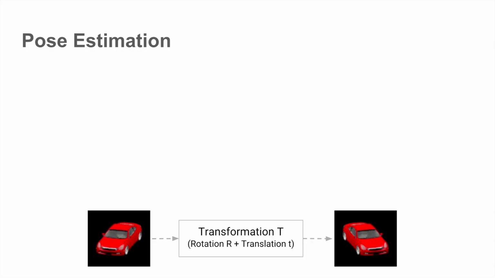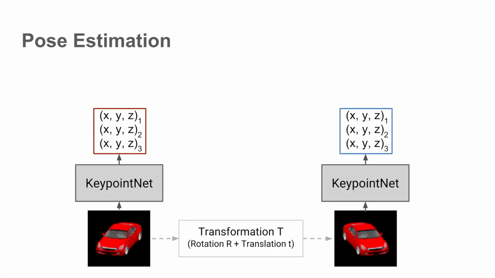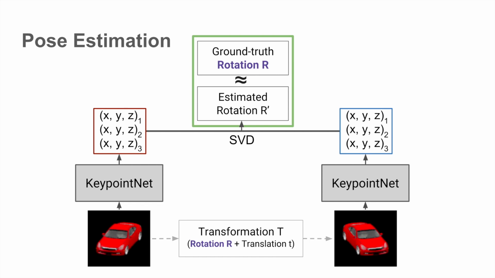Given two views of an object, we want to find key points that are best for estimating the relative pose between them. Here we pass the two images through our key point net that outputs a list of key points and solve the Procrustes problem to estimate the least squares rotation. What makes this work is the fact that we can differentiate through the SVD operation. The loss is then the angular error between the estimated rotation and the ground truth rotation known during training.